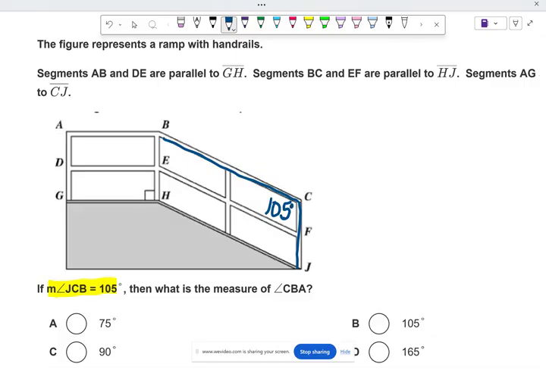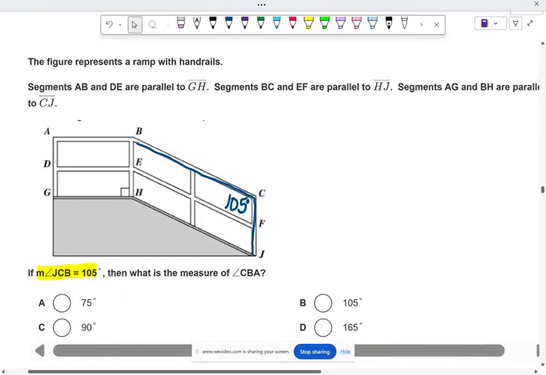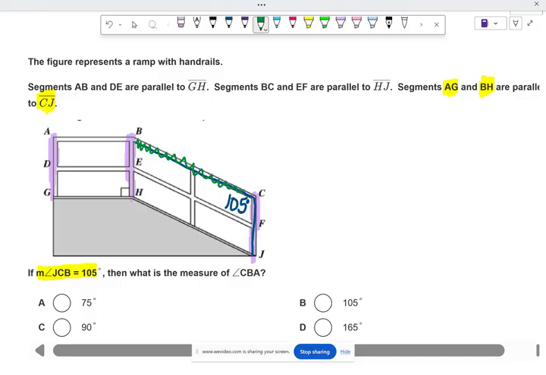All right. They tell us in the given information that segment AG, segment BH, and segment CJ are all parallel. Okay, so let me get my purple highlighter. Here's AG, here's BH, and here is CJ. They're all parallel. All right, I need to focus on this part right here, this transversal from B to C.